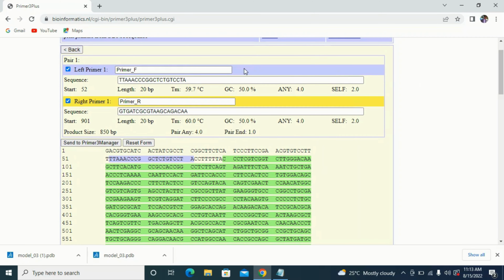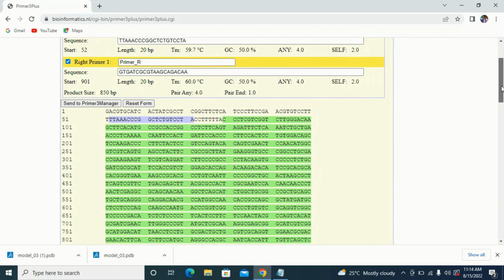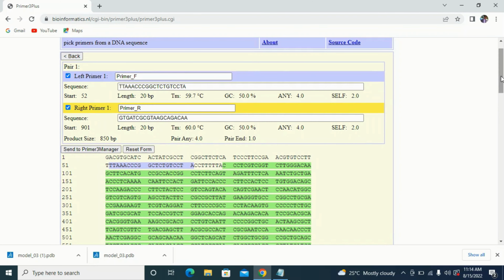Okay, this is the result of the primer designing. This server has picked our primer, and as you can see, we always have two primers. As we highlighted, we have the left primer and the right primer. The left primer runs from 3 to 5, whereas the right primer runs from 5 to 3 direction. This portion here is the primer that has been picked from the left.